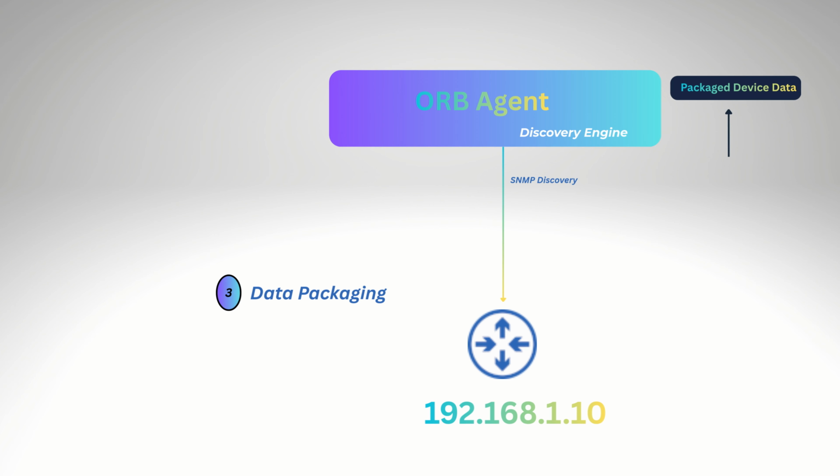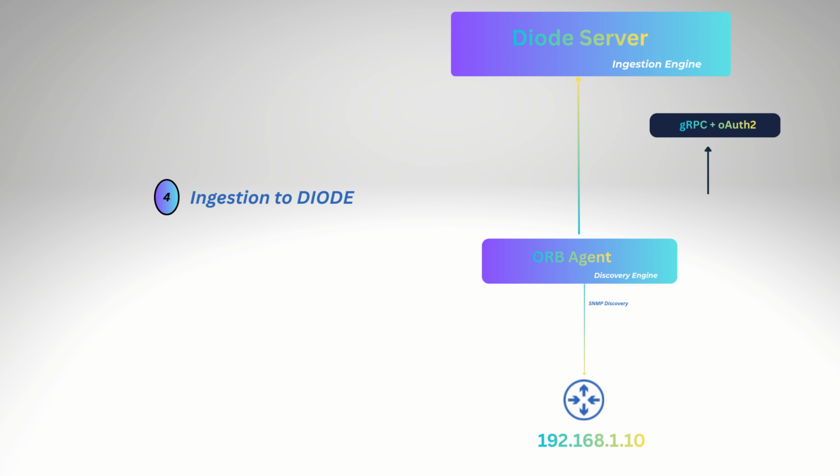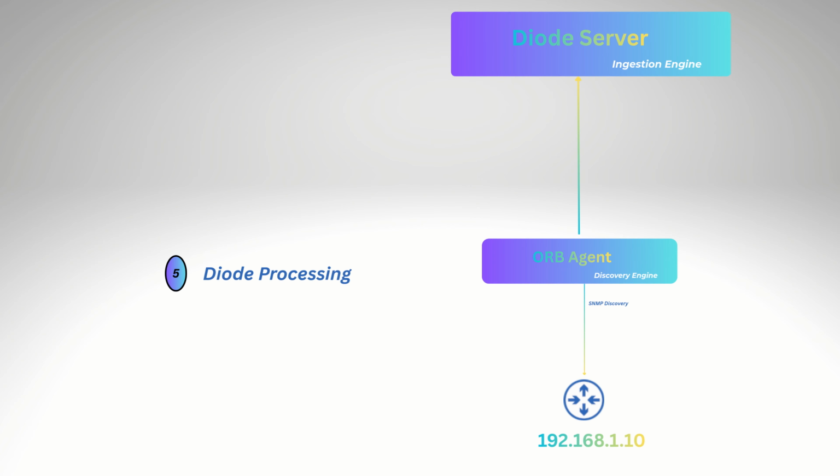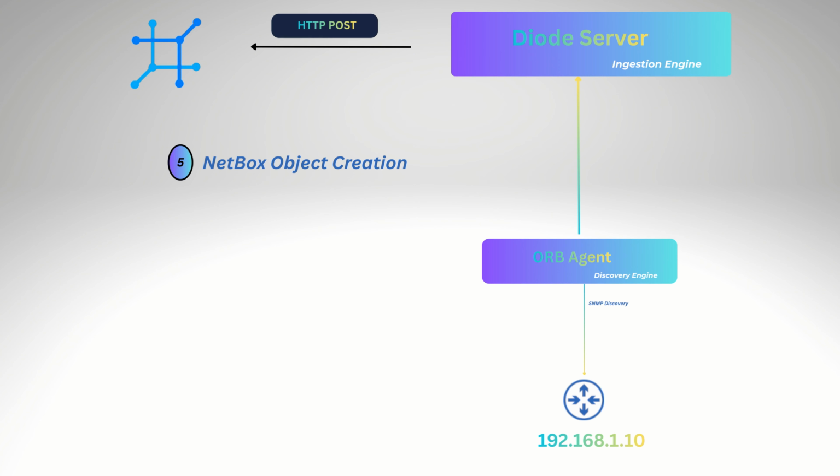The ORB agent packages all this information into a structured format. It uses protocol buffers, which is the data serialization format that works with gRPC. Then it sends this packaged data to the DIODE server on port 5000 using gRPC. The connection is authenticated using the two credentials we have configured. The DIODE server receives the data, validates it, and transforms it into the format that NetBox expects. Then it makes an HTTP POST request to the DIODE plugin endpoint in NetBox. The DIODE plugin receives this data and starts creating objects in NetBox.